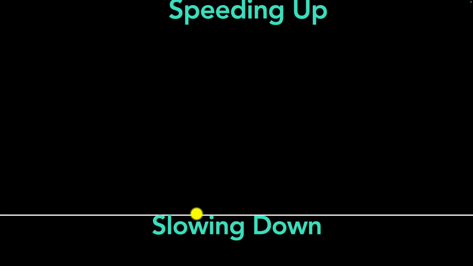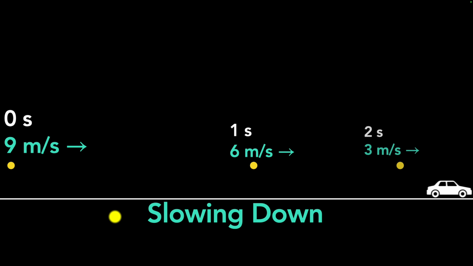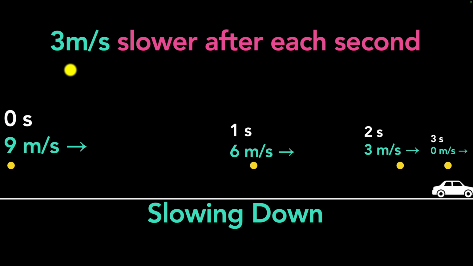Now let's look at the second case, when the car slowed down. Now look, what do we notice? We notice that its velocity is decreasing. In fact, the car is moving in such a way that its velocity is becoming 3 meters per second slower. It's traveling 3 meters per second slower after each second. Again, that represents the acceleration.